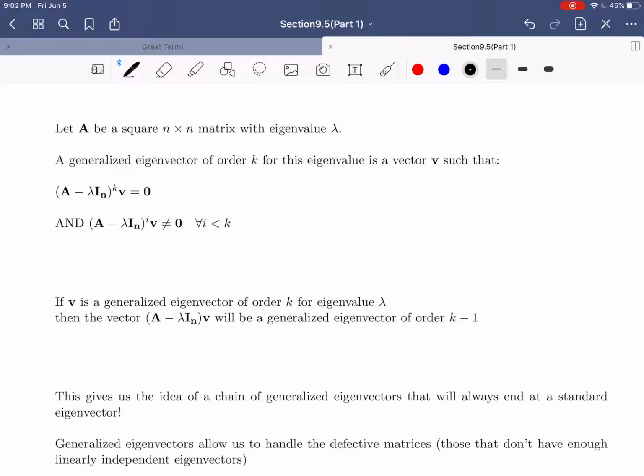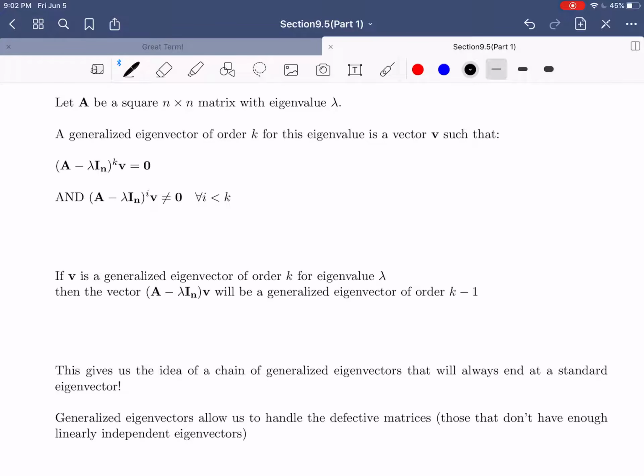However, some of the theoretical aspects of this section we have to skip over just because we don't have quite enough of the linear algebra to do everything in full depth here. So let's get into some of the definitions and the main idea.